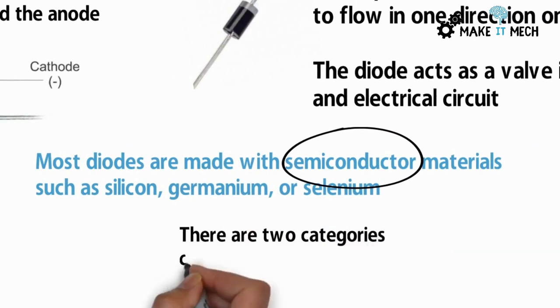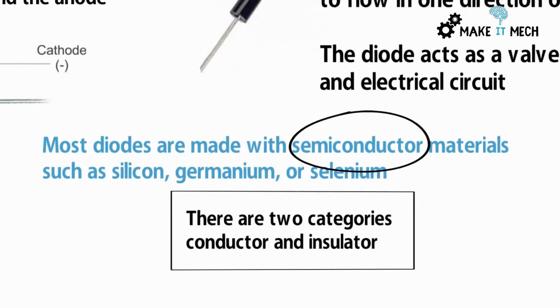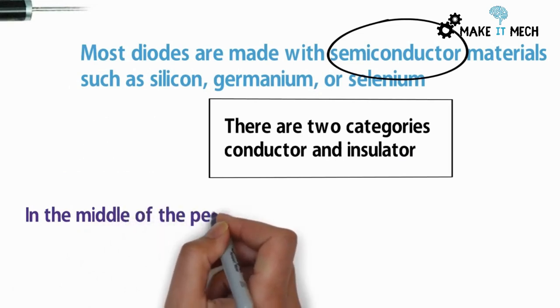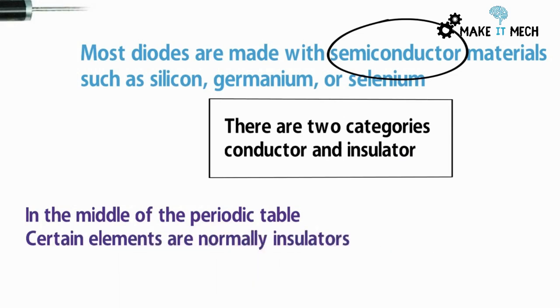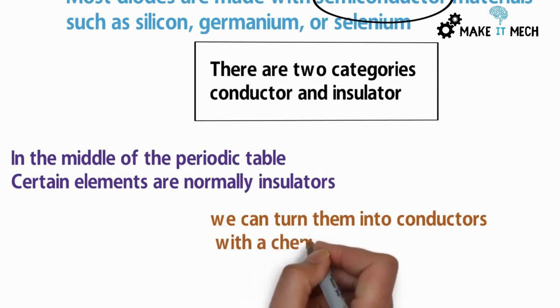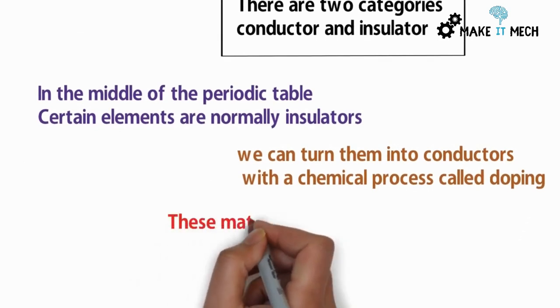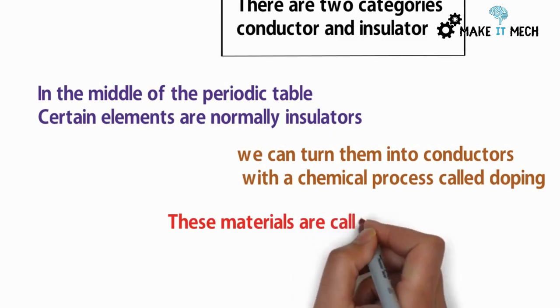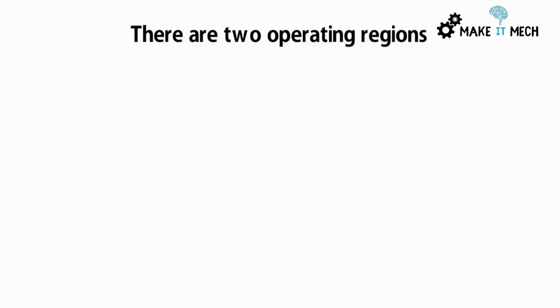There are two categories of materials, conductors and insulators. In the middle of the periodic table, certain elements are normally insulators. We can convert these insulators into conductors with a chemical process called doping. These materials are called semiconductors. There are two regions of a diode, N-type, the negative type, and P-type, the positive type.